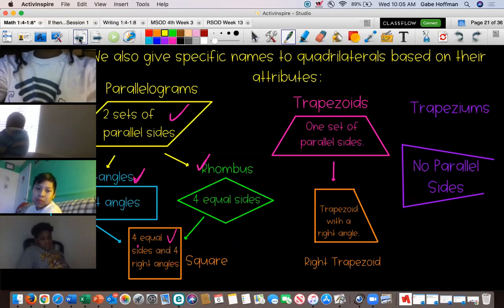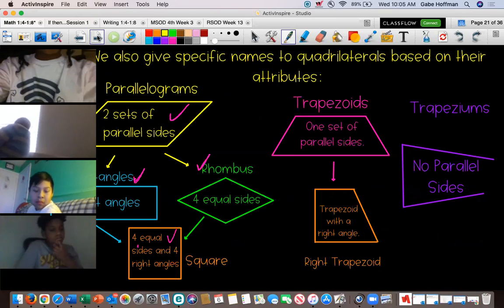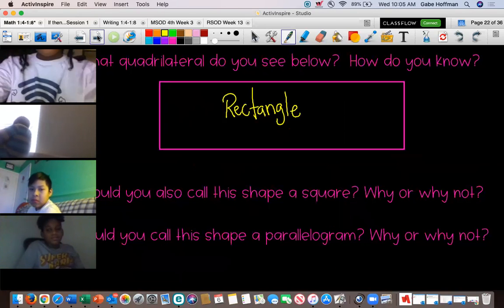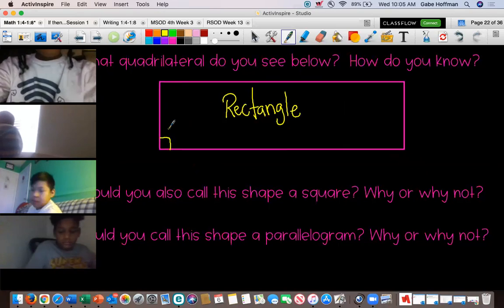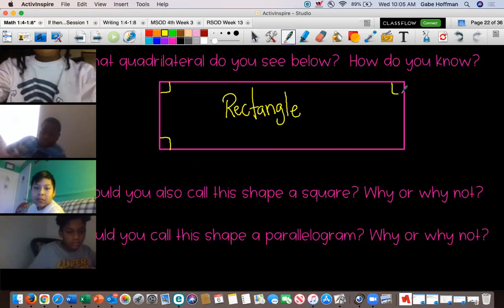Going back to that chart, what defines a rectangle? 4 right angles. That's 4 right angles, right? We can look at it. It has 2 sets of parallel sides, and it has 4 right angles. So now we go to my question at the bottom.